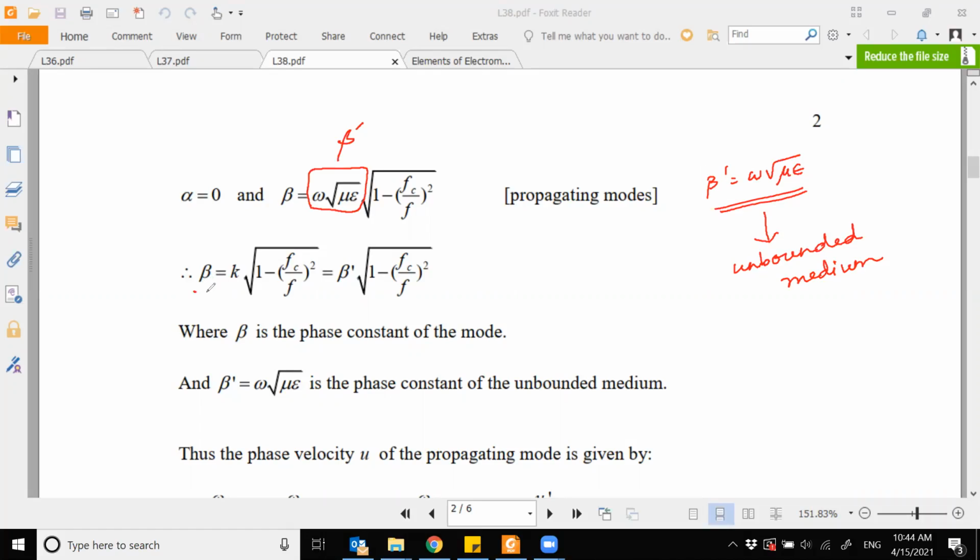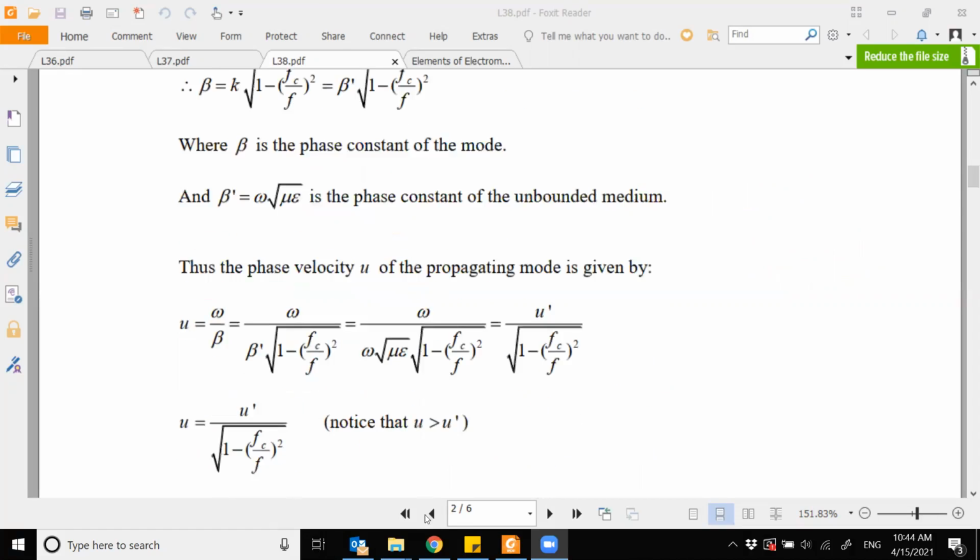Therefore, the new phase constant of my guiding mode, of my bounded medium, of my rectangular waveguide, is equal to beta dash, which is the unbounded medium, times root of 1 minus (fc over f) square. It is times this term. In a similar way, you can get the phase velocity of my propagating mode. So phase velocity u is omega over beta, substitute beta as beta dash, and then if you simplify it, omega cancels and you will get 1 over root of mu epsilon.